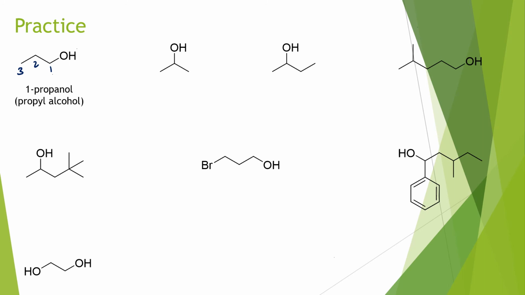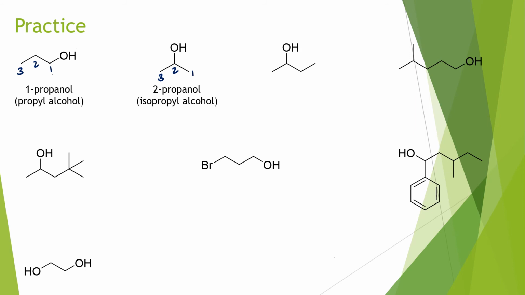Now let's look at the next one. It's a 3-carbon chain. Again, you can number from left or right, it wouldn't matter. The only difference is that the hydroxyl group is on the 2nd carbon. So this is called 2-propanol, and it has a common name of isopropyl alcohol, which you most likely have in your bathroom or cabinet somewhere, or at least you should.